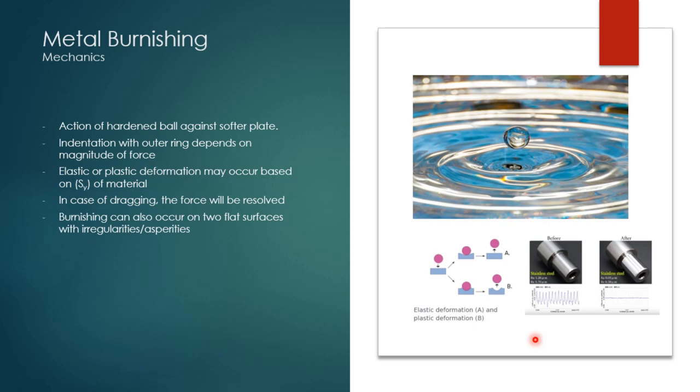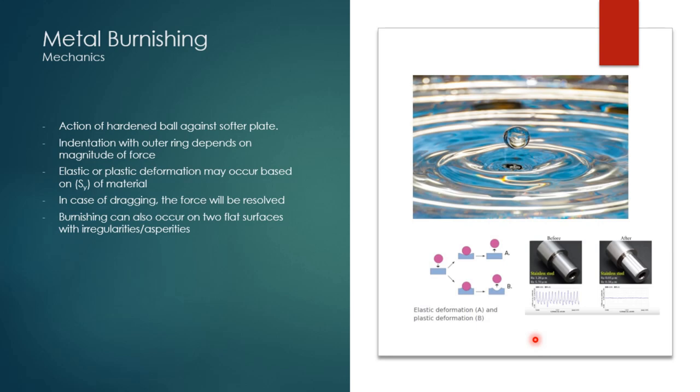So that's all about the basic mechanism of the burnishing process. What has happened here is that material has flowed from the highest points to the lowest points, like peaks to valleys. Now this burnishing can also occur between two flat surfaces which are in contact for a longer time, with irregularities or asperities present in them.